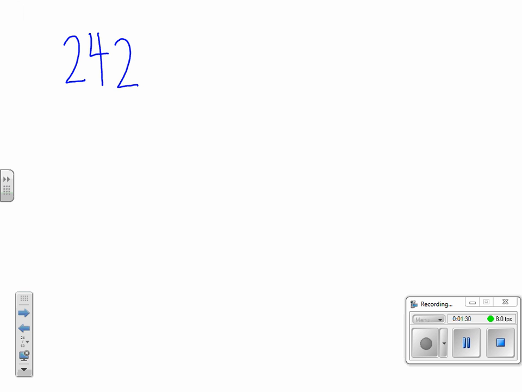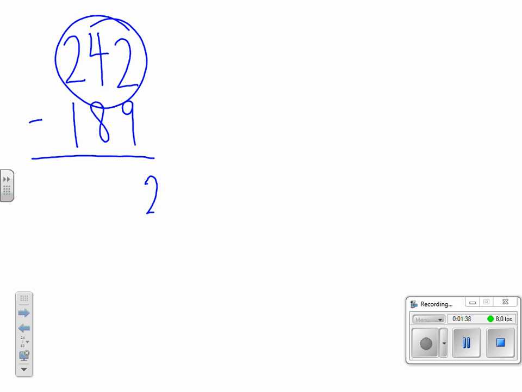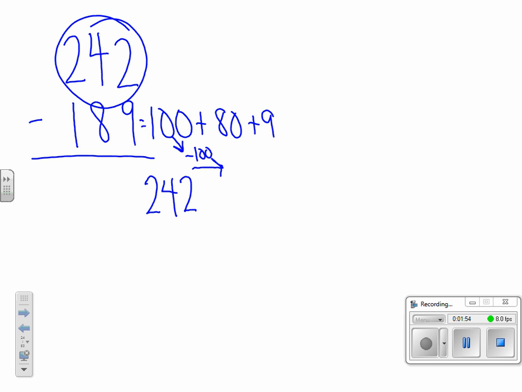So if I've got 242 and I want to go ahead and take away 189, I'm going to start with the 242, just because that's my whole, and that's what I'm actually taking away from. I'm going to be using the expanded form strategy to kind of help me out, and you're going to see me do something a little different here. So I'm going to start by taking away the 100.